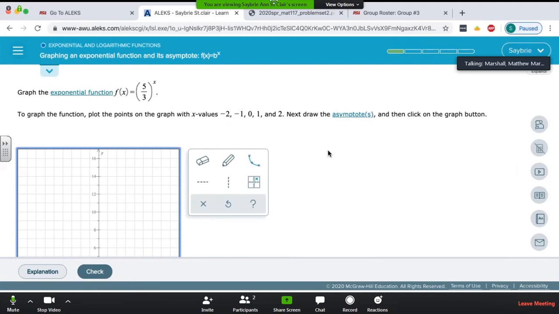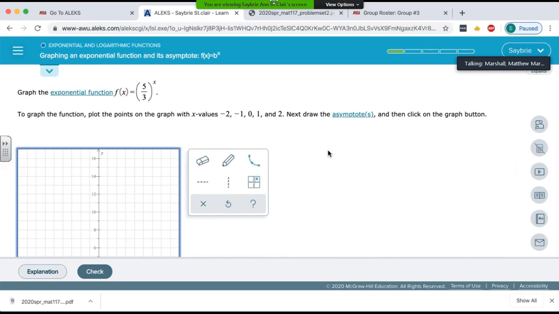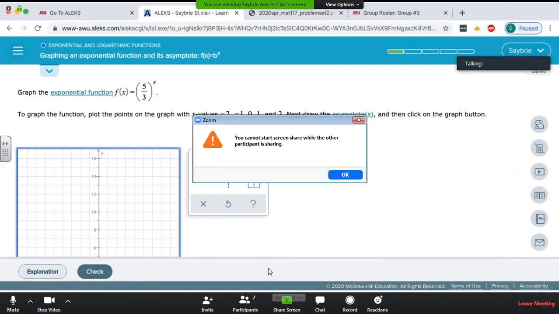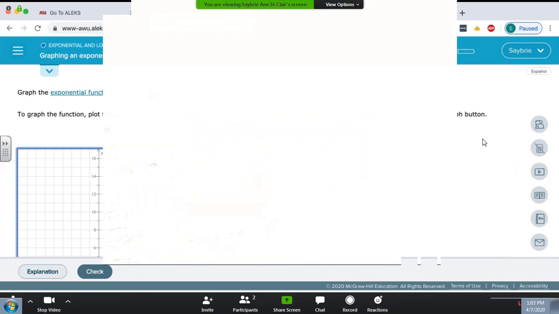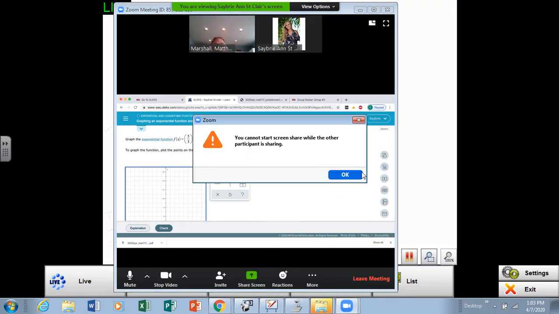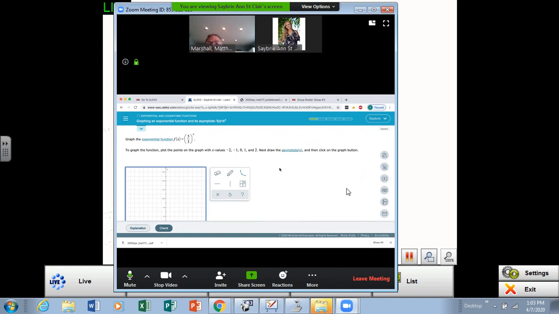So what I'm doing is I'm plugging in -2 into that, and I'm changing it into a fraction. Do you want me to show you that math? Can I share it with you? Alright, you're going to have to unshare that for a second.